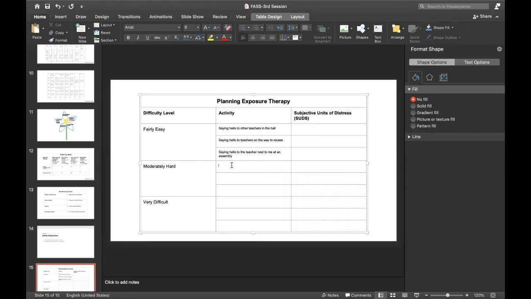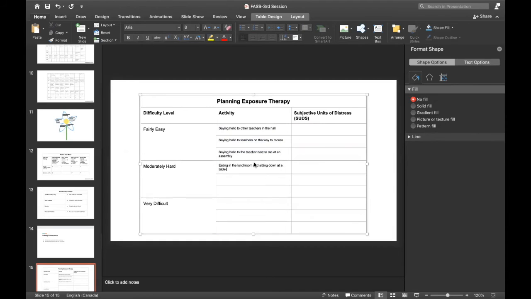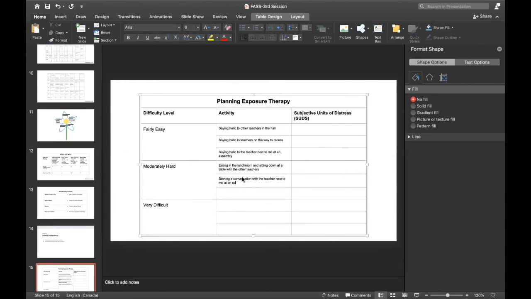Okay, that's good. What about 3 situations you find moderately hard? The first one would be eating in the lunchroom and sitting down at a table with the other teachers. Okay, what is another thing that we can add? Starting a conversation with the teacher next to me at an assembly. Okay. And asking for help with a school-related task.